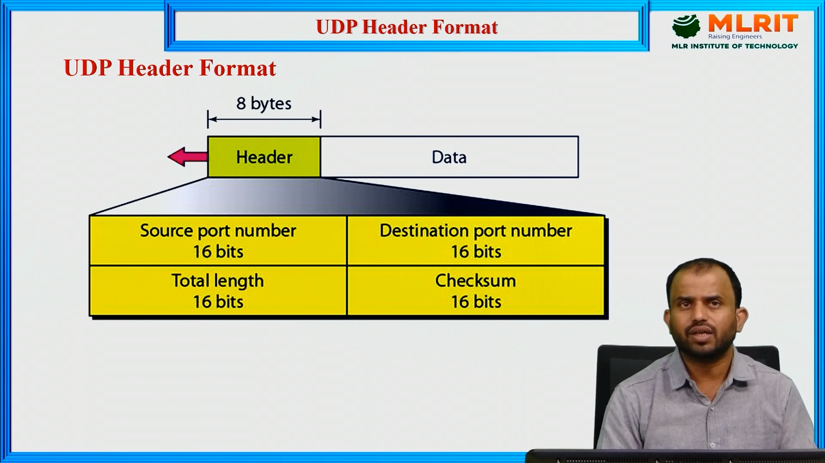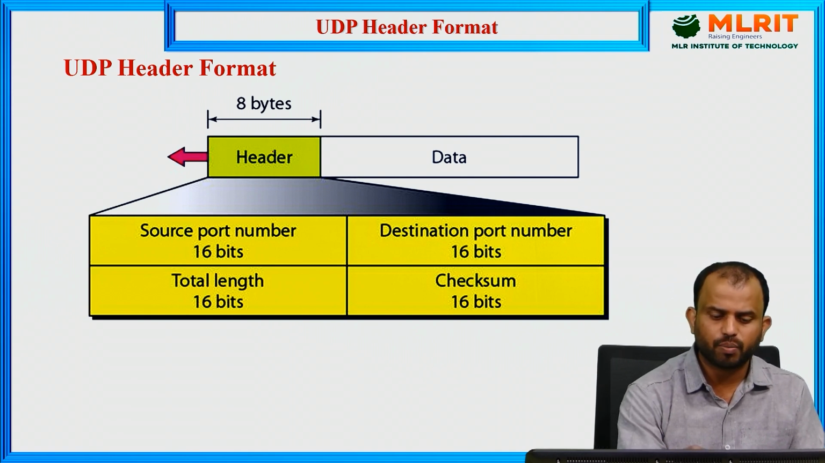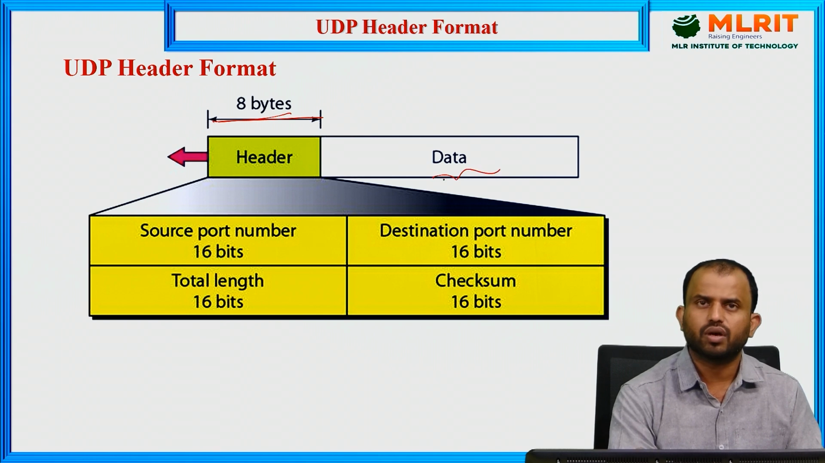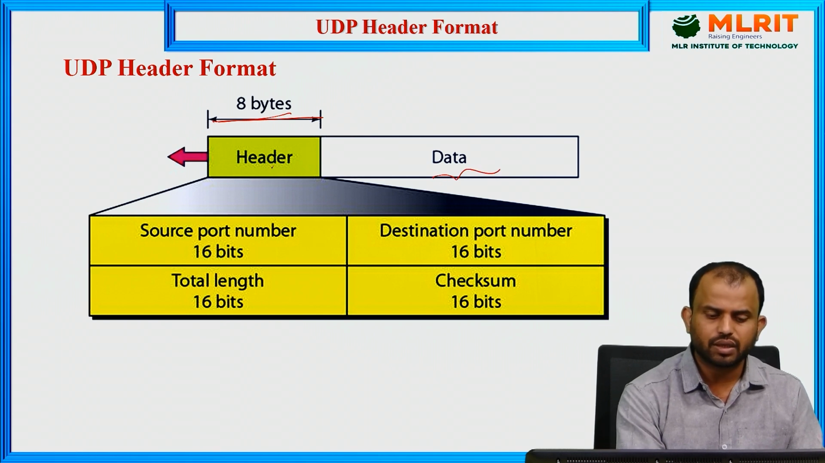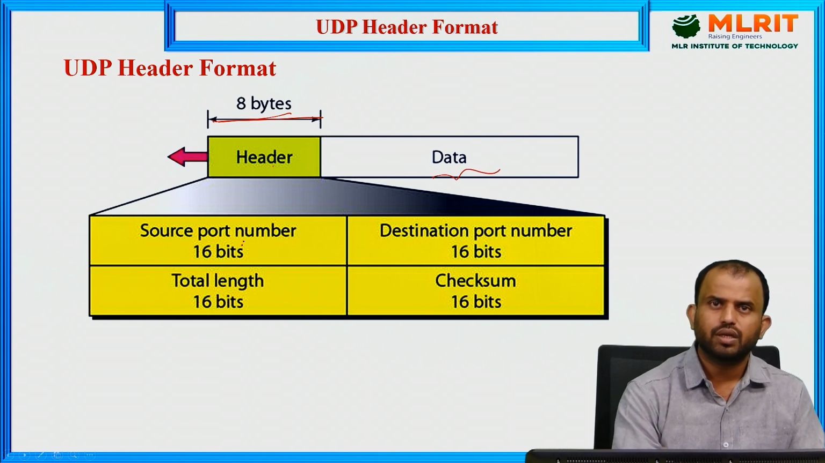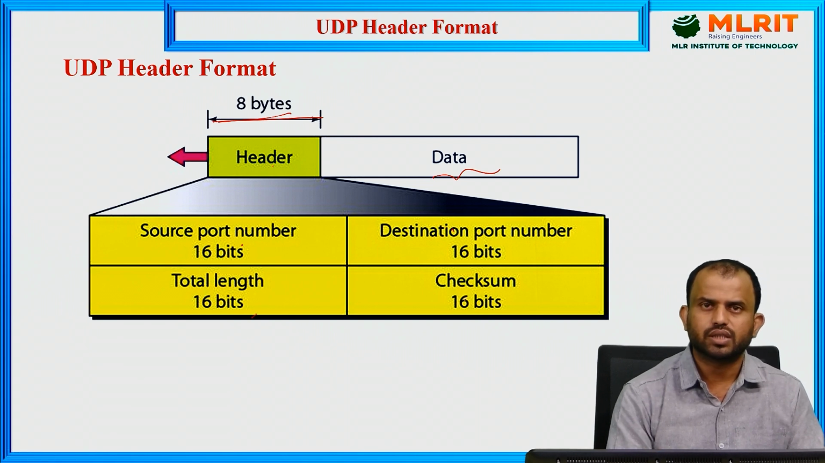And what is the header format? In the UDP header format, the header consists of 8 bytes, and then we have the payload data. This header has the source port number, destination port number, similarly the total length in bits, as well as the checksum mechanism.